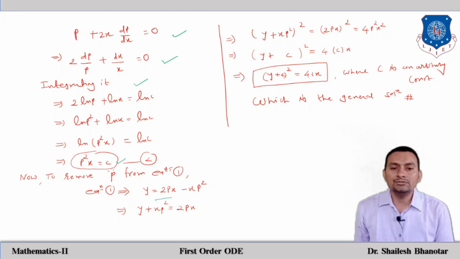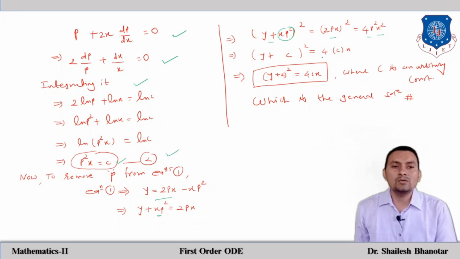So equation number 1: y plus xp square is equal to px, taking the term from the right hand side to the left hand side. I just want to replace p square x with c. Here p square x can be written as c, but the right hand side we cannot directly write. So what we are going to do here is take the square on both sides. So we will have 4 times p square x square on one side, and y plus x p square raised to power 2. Now you can replace x p square with c, according to equation number 2.